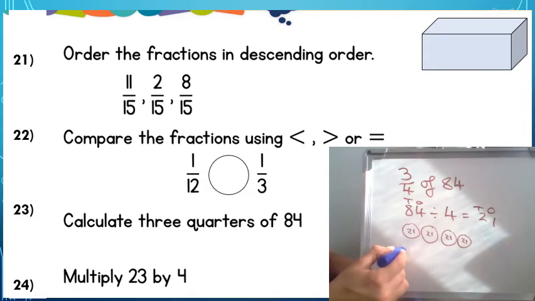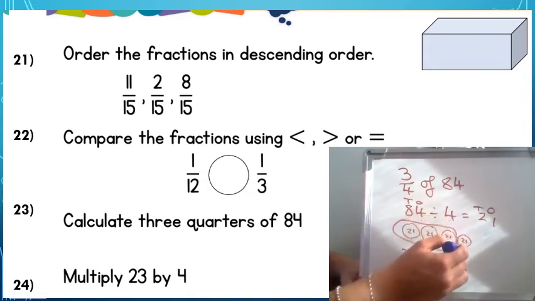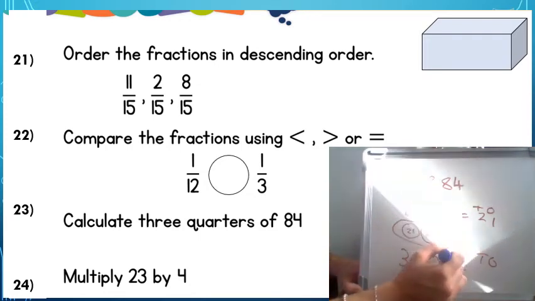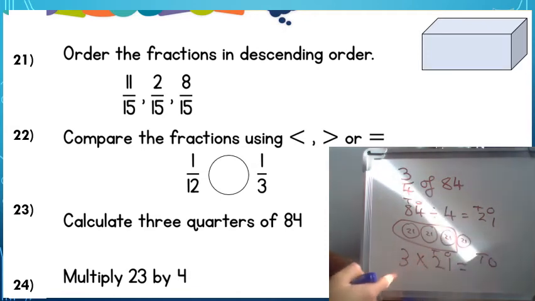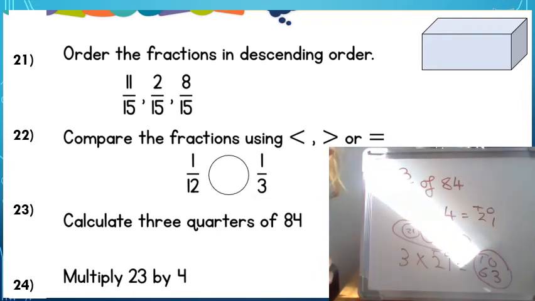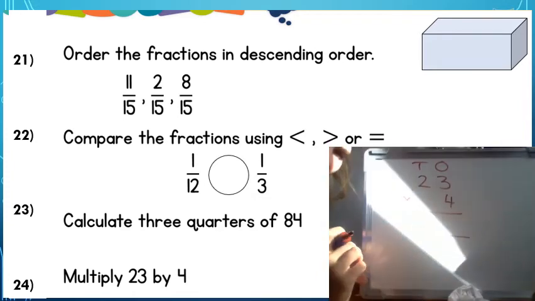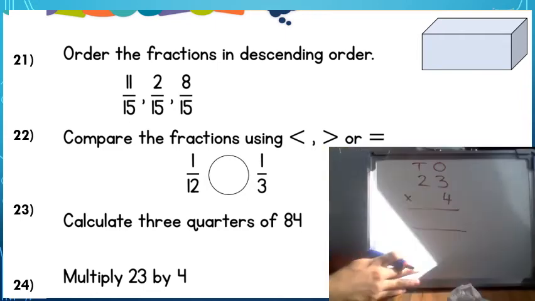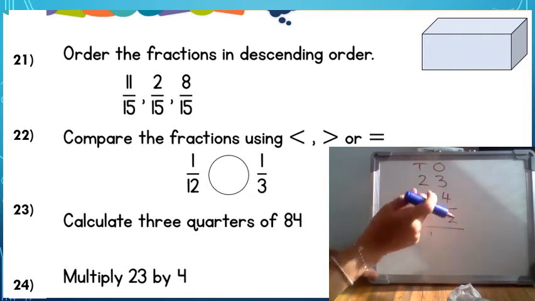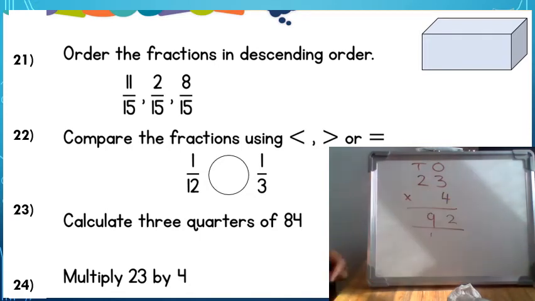Now I can see that I want 3 parts, so I can do 3 times 21 to find what 3 parts are worth. And again, I can do my tens and my ones. 3 times 1 is 3. 3 times 2 is 6. So your answer is 63. Finally, 23 times 4, I'm going to do 3 times 4 is 12. 2 times 4 is 8, add your 1 is 92.